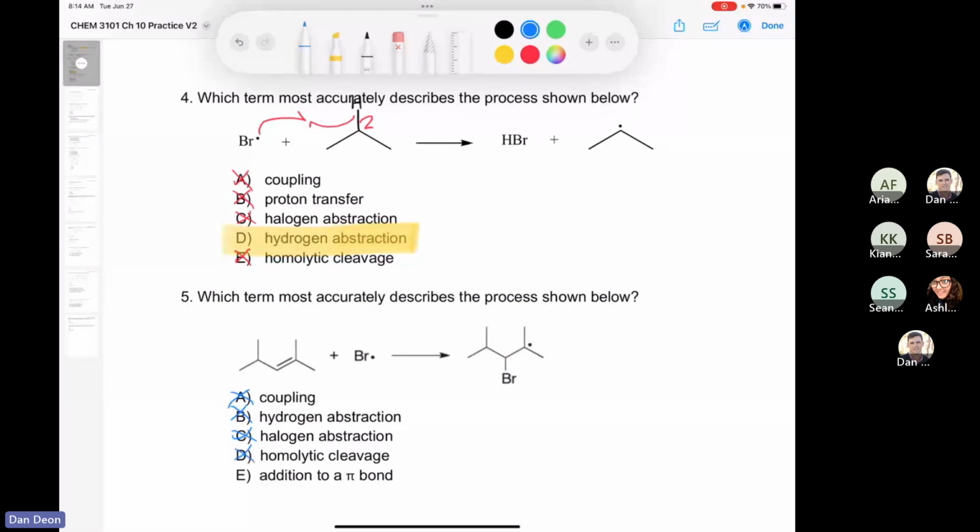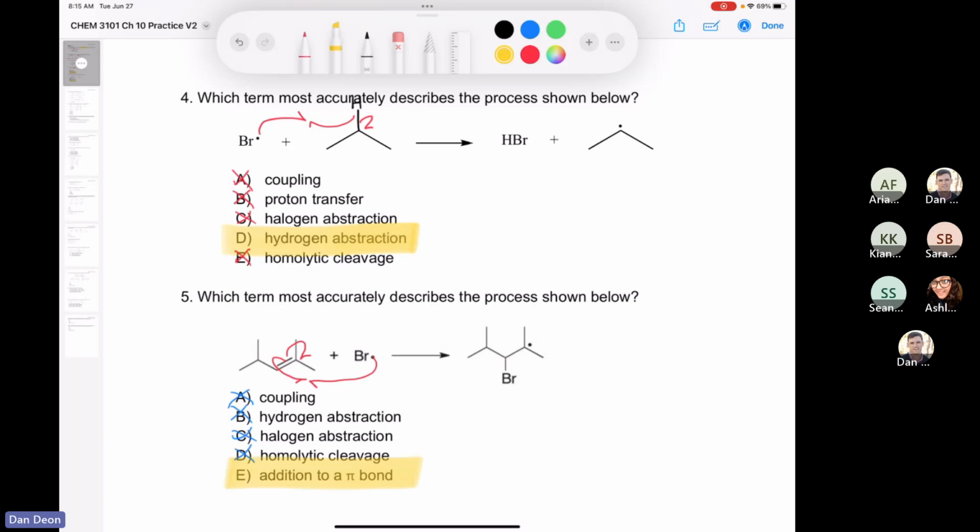It's an addition to a pi bond, isn't it? Right, and you could practice drawing the mechanism for this. We're forming a bond between the carbon in the center, if you will, and the bromine, and then we're making this tertiary radical like that. Give me a thumbs up if you're with me on that one. Addition to a pi bond. All right, cool. And don't hesitate to stop me if you have any questions.